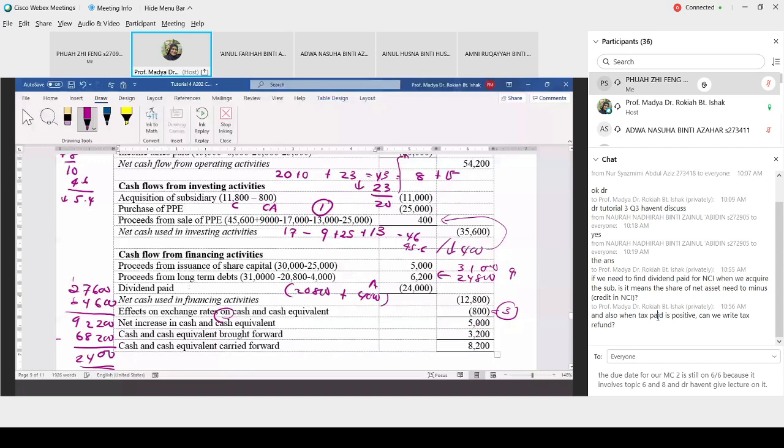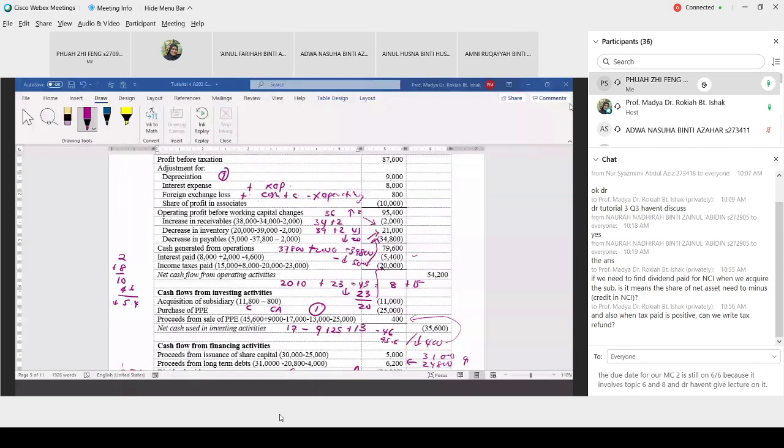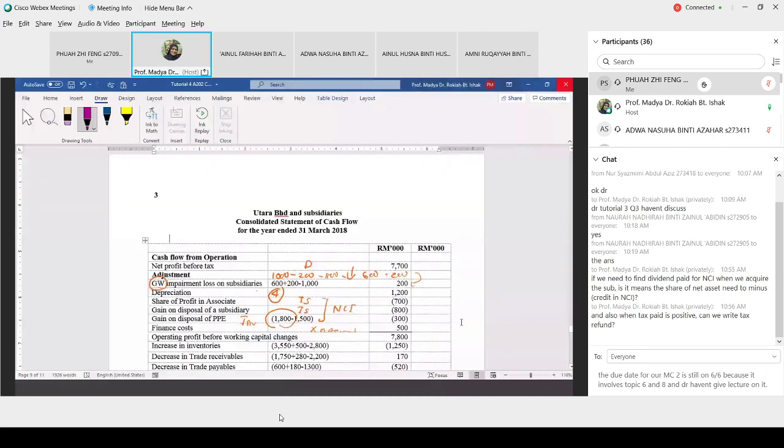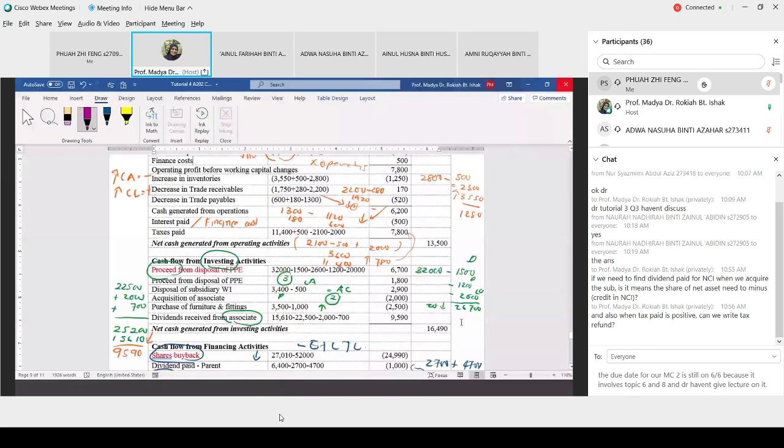When tax paid is positive, can we write tax refund? Tax paid is positive. Where to get that one? Which question do I refer to? Is it this question? Question 3. Question 3, yes. Okay, tax paid. So this is, yes, a refund, because you had a loss previously, isn't it?